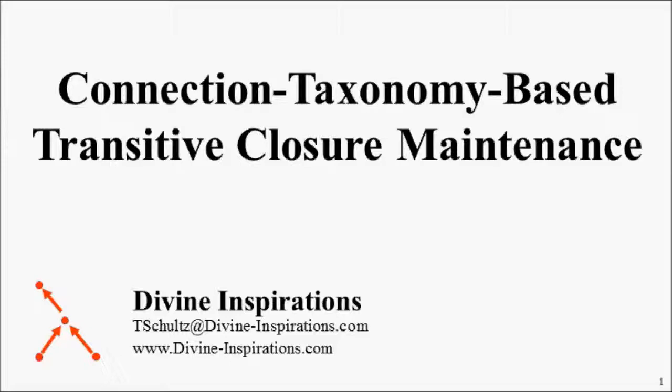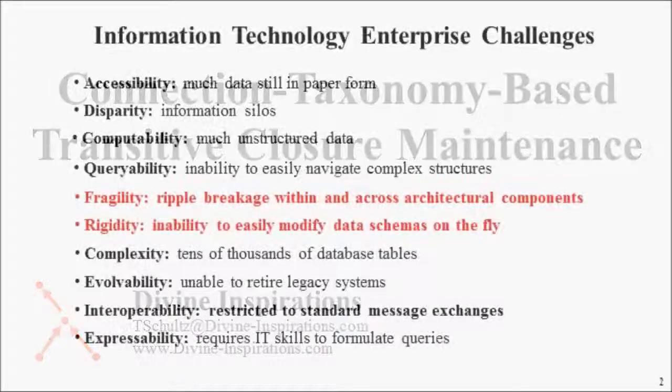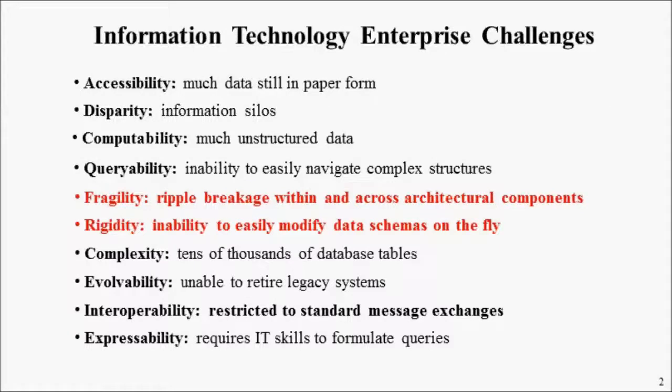Connection-Taxonomy-Based Transitive Closure Maintenance. Information technology has a number of challenges associated with it. For this presentation, we're going to look at two. Something called fragility: it's the case where you have an enterprise system, typically an n-tiered architecture, where one of the layers changes and causes a ripple effect, breaking other layers. The other challenge is one called rigidity. It's the inability to easily modify data schemas on the fly.